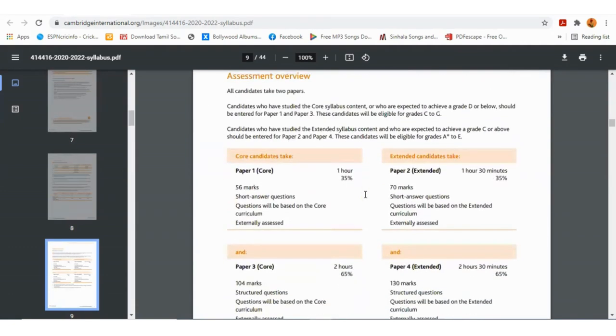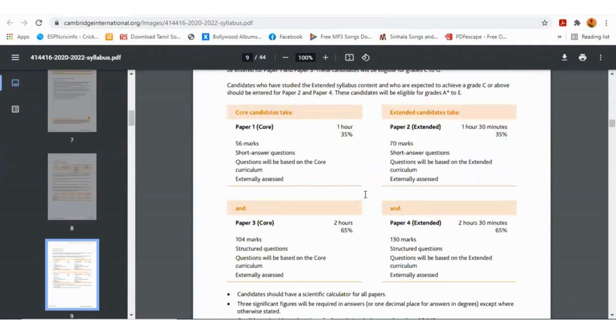So going forward, in terms of assessments, you can see this is the paper structure, okay? Core students sit a completely different paper to extended students. Core students will sit paper 1 and paper 3, while extended students will sit paper 2 and paper 4. You can see the number of marks in each paper is differing, as well as the amount of time that the papers are sat. The extended papers are actually longer by half an hour. That also can be seen here. And also, you can see the percentage of weightage.